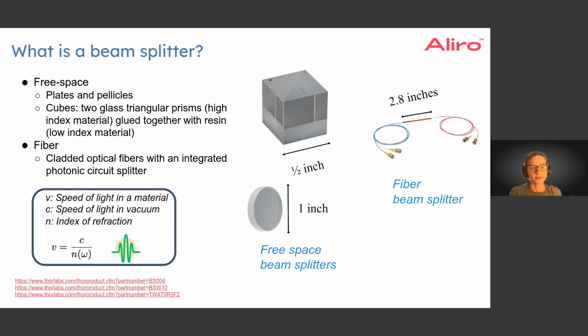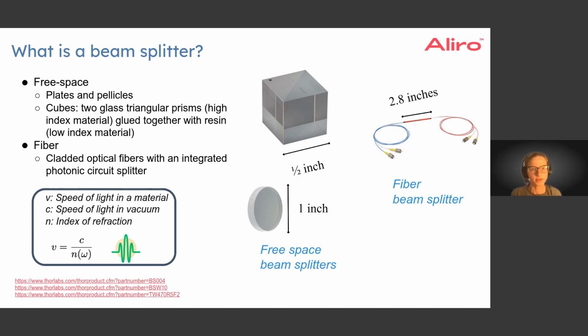So what does a beam splitter look like physically? There are different types of beam splitters. There are fiber-based beam splitters and free space beam splitters. For free space beam splitters, there are, again, different types. I've included a couple of pictures of some examples, but there are plate beam splitters and pellicle beam splitters. We have an example of a plate beam splitter on the screen that has this 1 inch, showing kind of how large it can be.